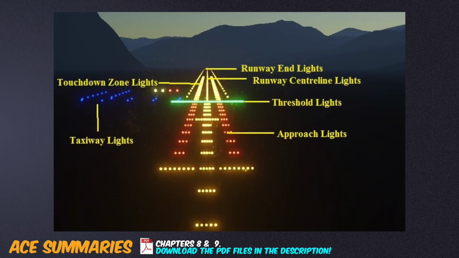To continue a non-precision approach below minimum descent height, one of the following must be identified: the aerodrome lighting system, the threshold, its markings or its lights, the visual glide slope indicator, such as a PAPI, the touchdown zone lights or markings, or the runway edge lights.